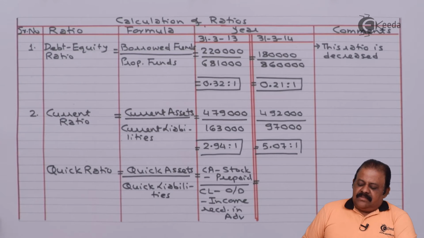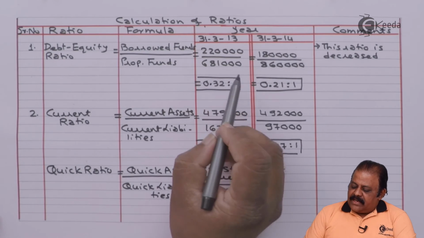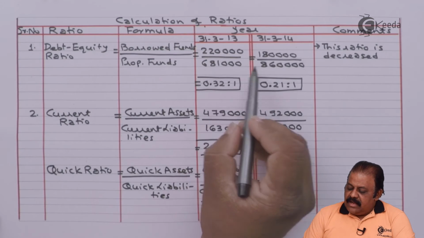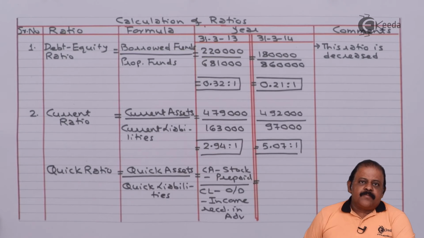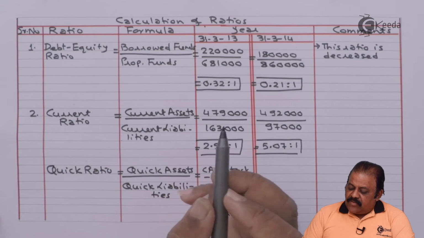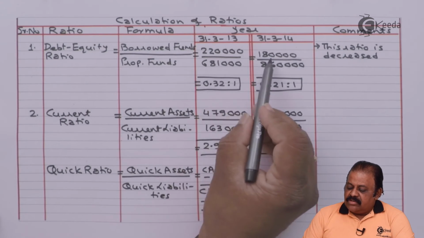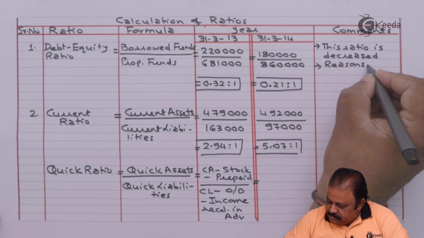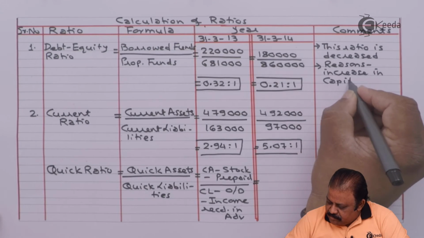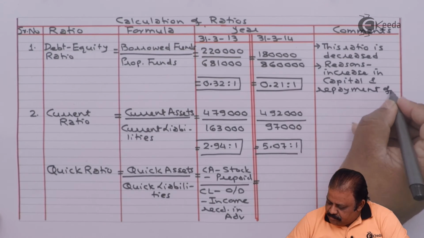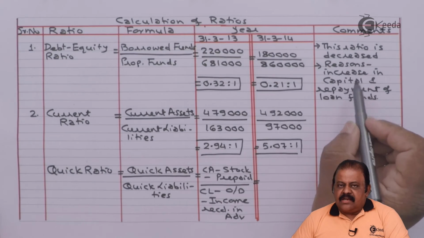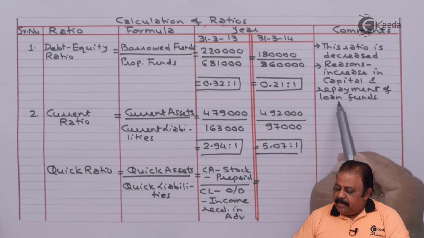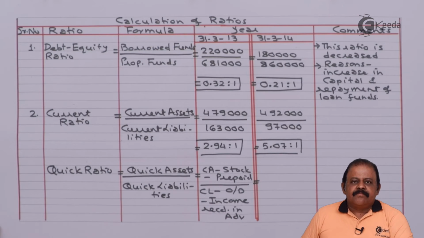The reason behind decrease is proprietor's fund was 6,81,000, has become 8,60,000, whereas borrowed fund it was 2,20,000, it has gone down to 1,80,000. Reasons are increase in capital and repayment of loan funds.